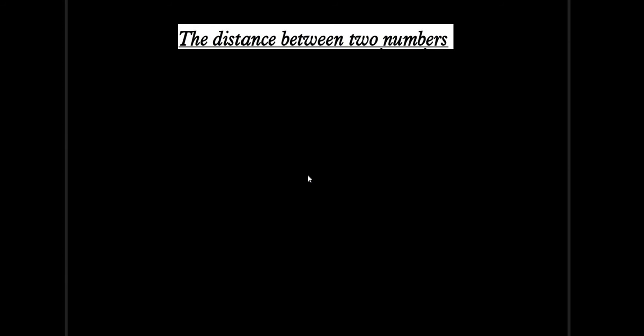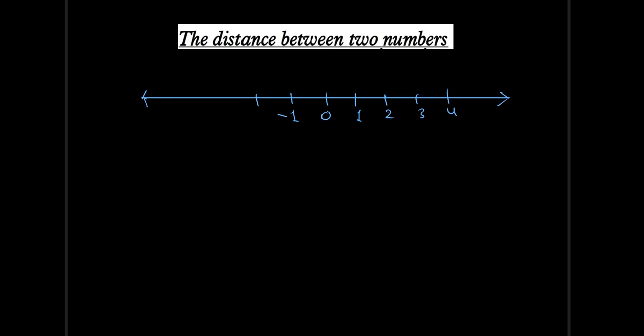First, what's the meaning of the distance between two rational numbers? The distance between two rational numbers means how many units are between them. For example, this is the number line. Here is 0, for example. 1, 2, 3, 4, -1, -2, -3, and -4.